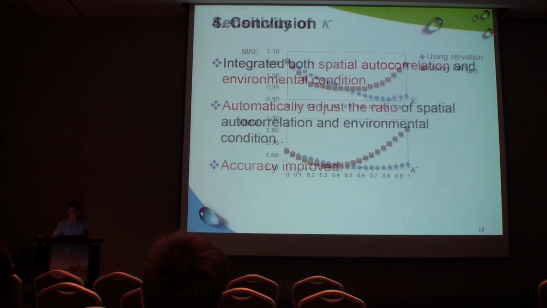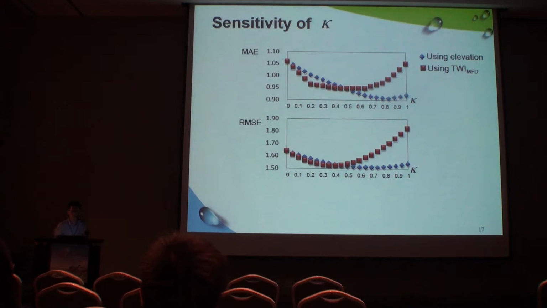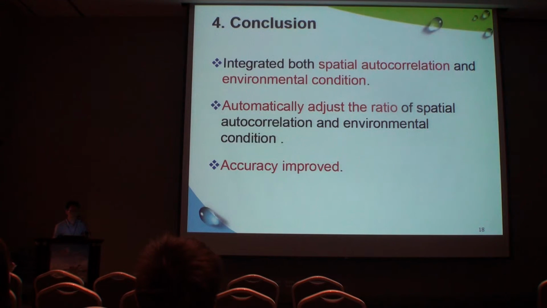So you can see that combining the spatial autocorrelation and the environmental condition can actually improve our prediction accuracy. And here's the conclusion.